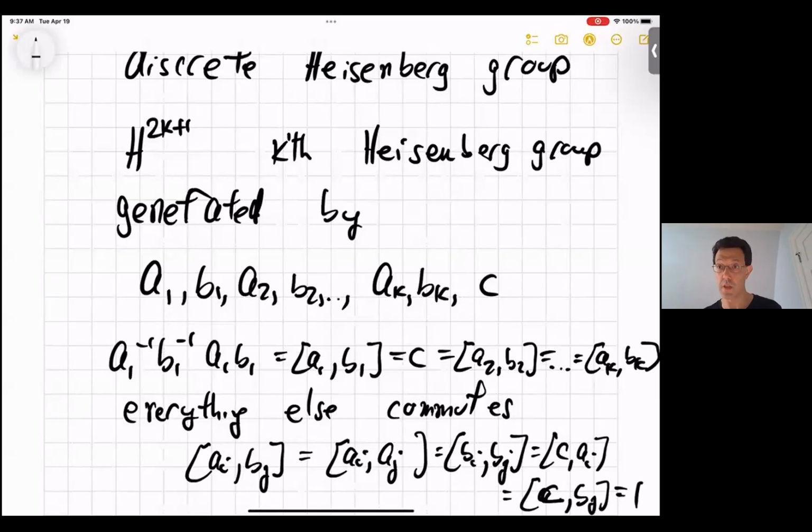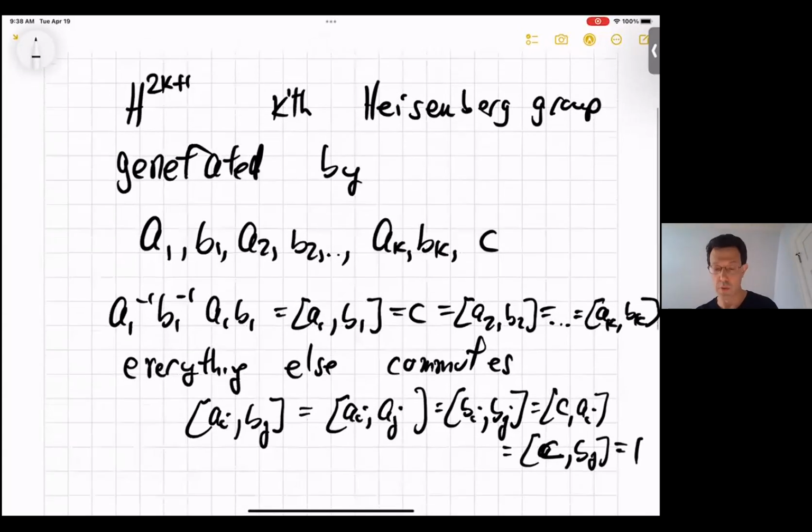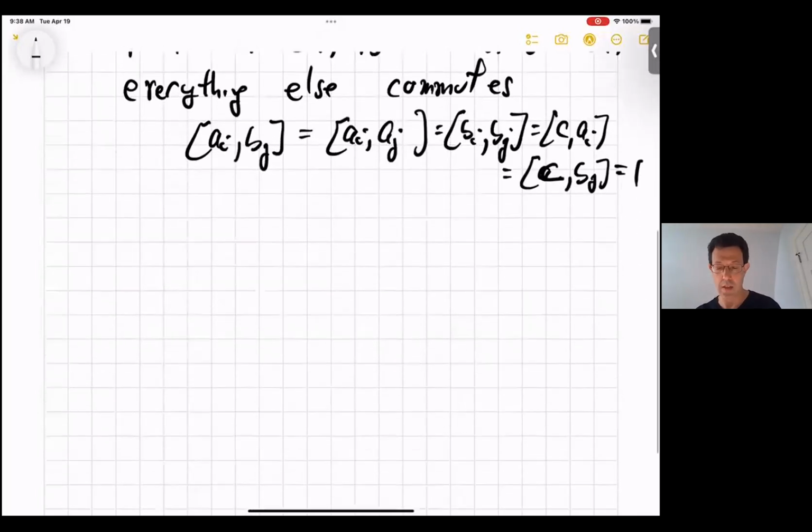Okay, so this is the presentation. This is a collection of words, and this is the definition of the Heisenberg group. The fact that C commutes with everything else means that it's an element of the center. It's a central element. So it's just these last two constraints. And the commutator of Ai with Bi is the central element, and everything else commutes with each other. Okay, so this is the definition concretely, and let's keep it in mind.